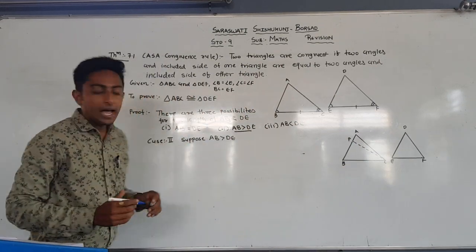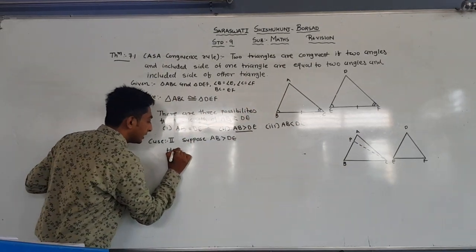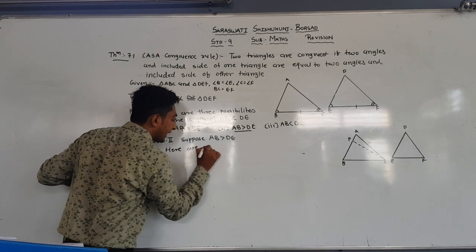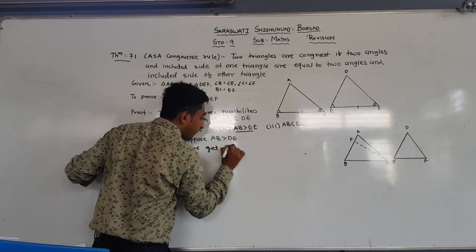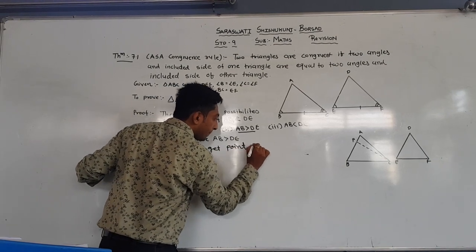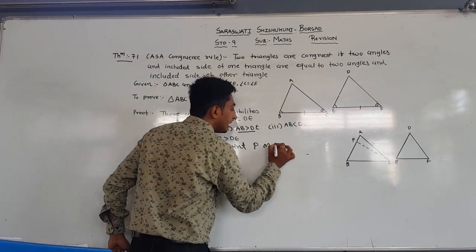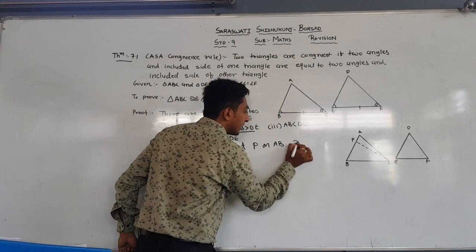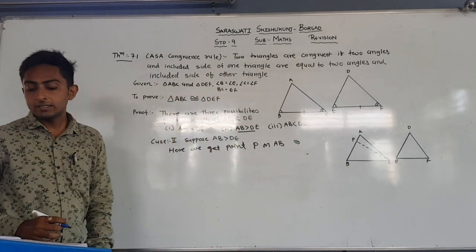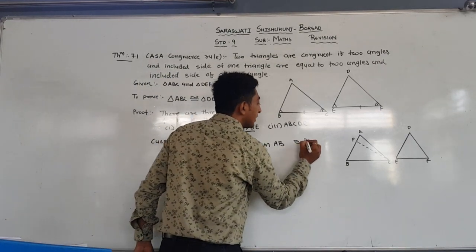So here I have to write, here we get point P on AB such that, this is the symbol of such that, PB equal to DE.